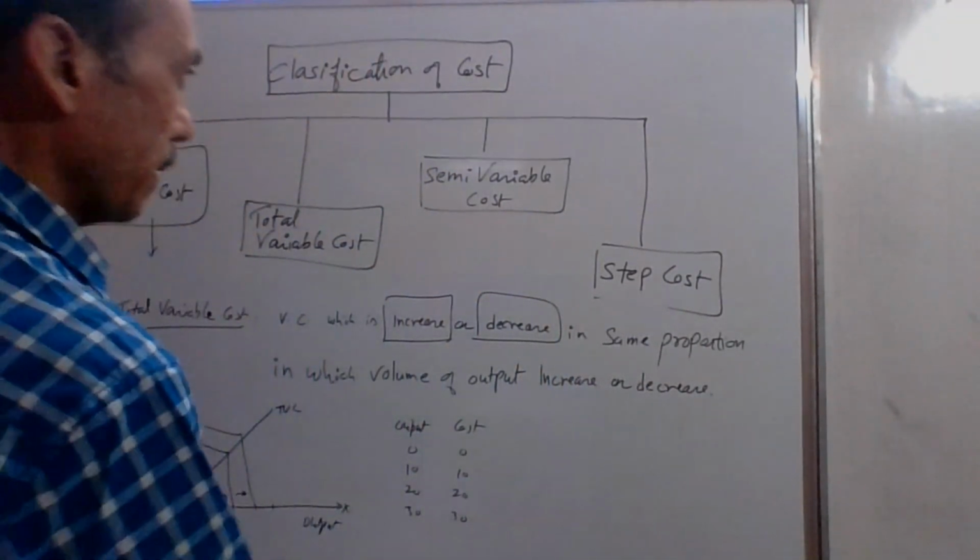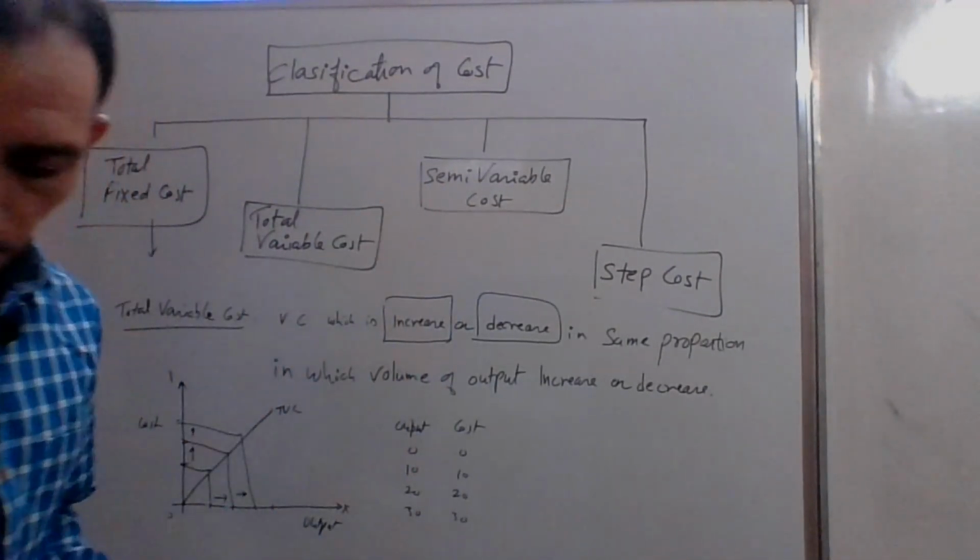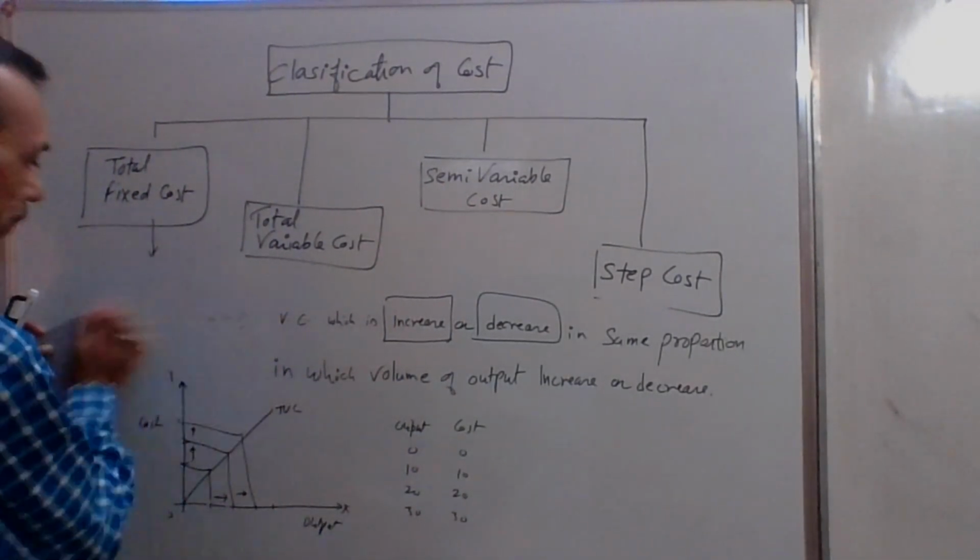The third category of cost is semi-variable cost. What is semi-variable cost?